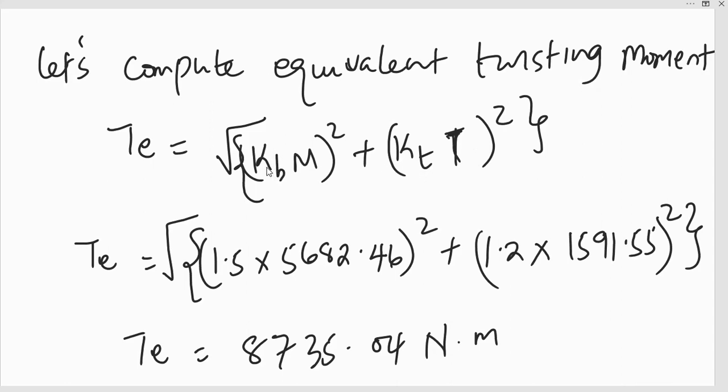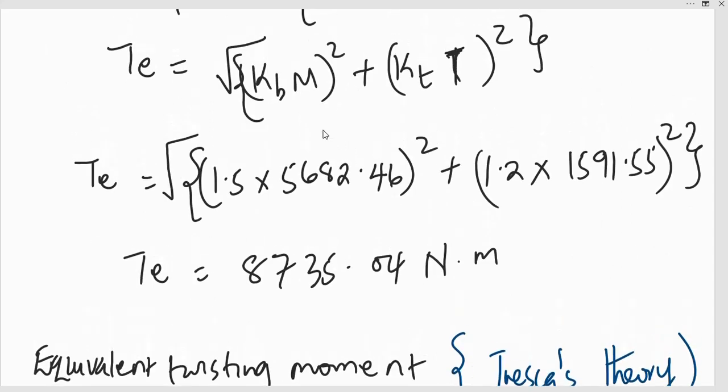KB is the shock and fatigue factor in bending. KT is the shock and fatigue factor in twisting, or when we apply torque, that is when there is shearing of the component. These factors are provided to us, so I will just substitute in 1.5 times 5682.46 everything squared, plus 1.2 times 1591.55 everything squared. I'll have the equivalent twisting moment as 8735.04 newton meters.